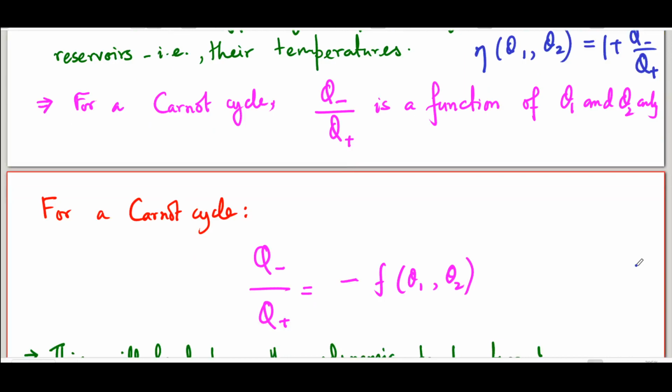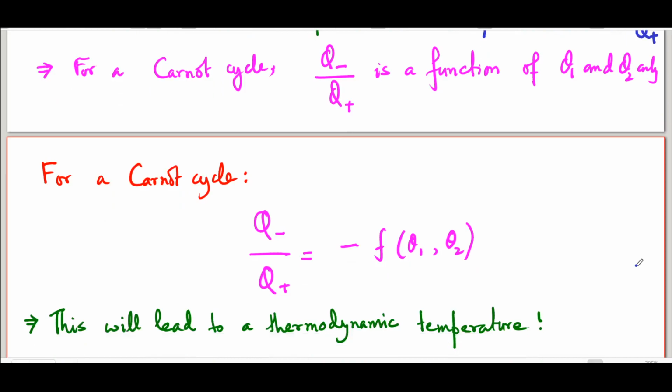And let's give it a name. We know that this function is negative. And usually I don't bother changing the sign of something because it's negative. But here, because we already know that Q minus by Q plus has to be negative, we define its magnitude by this function f of theta 1 comma theta 2. So Q minus by Q plus is minus f of theta 1 comma theta 2. Now this result itself, the fact that the ratio of these two heats is a function of the temperatures only, will lead to a thermodynamic temperature notion.